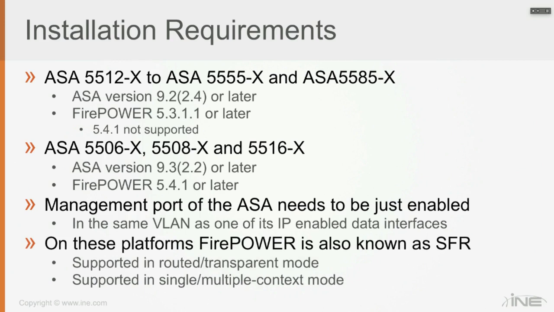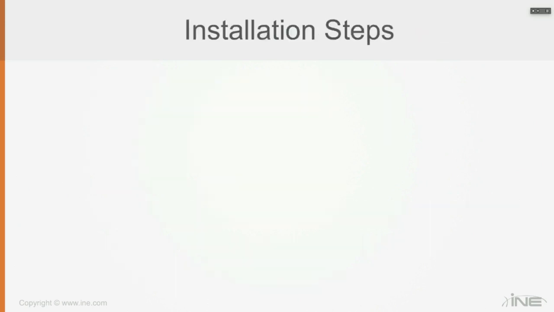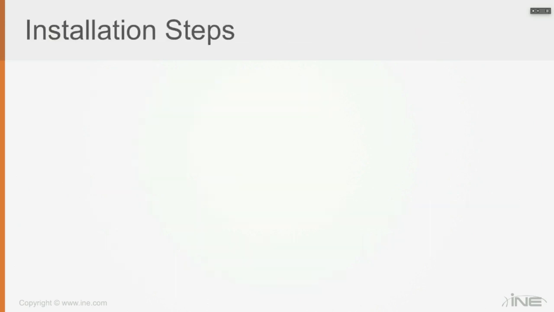And of course, on this platform, the Firepower module is also known as SFR, probably from software, fire, whatever. I don't know the convention where it comes from. And as we saw before, also in Cisco documentation, it's supported both in routed and transparent mode, likewise single and multiple context mode. So once you meet the prerequisites, you're running the proper version on the ASA, and you have the proper Firepower version you want to install, then we have to go to the installation steps.